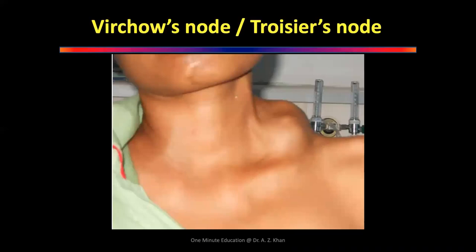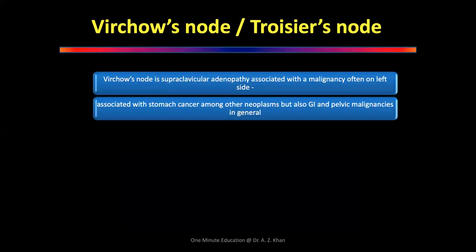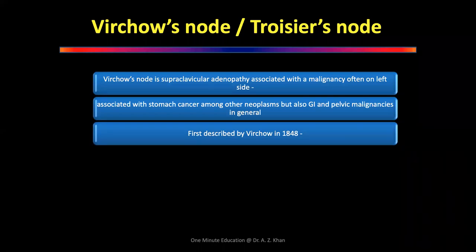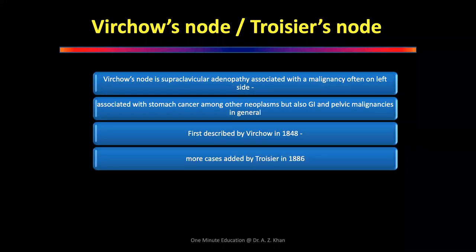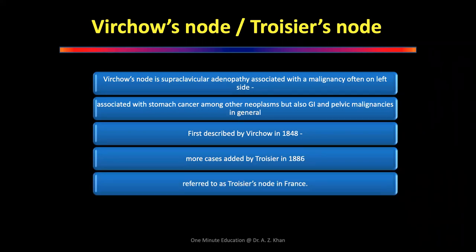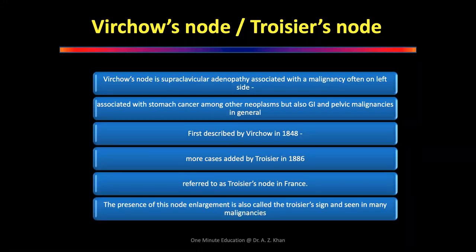Okay, this is Virchow's nodes or Troisier's nodes, okay? It's associated usually with stomach cancer, but can also be associated with GI or pelvic malignancies. Left supraclavicular lymph node enlargement in the presence of stomach cancer is called Virchow's nodes. 1848 was Virchow and 1886 was Troisier. So in France, they call it Troisier's node. In the rest of the world, it's called Virchow's nodes, okay? And usually it's a very subtle sign of many malignancies.